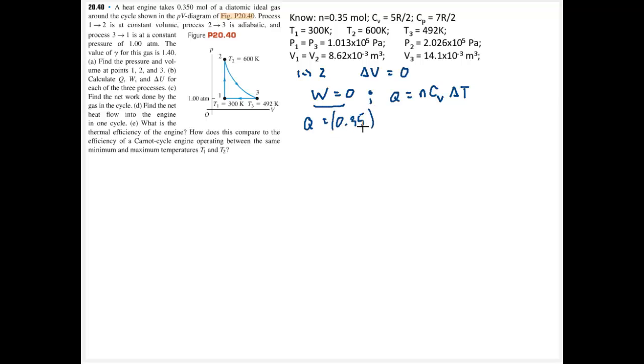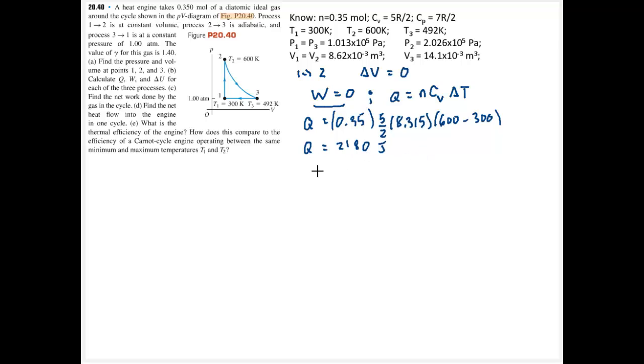0.35 moles. My CV is going to be equal to 5/2 multiplied by 8.315, and it's going to finish at 600 degrees Kelvin, and it's going to start at 300 degrees Kelvin. So the heat that flows into the system is going to be equal to 2180 joules.